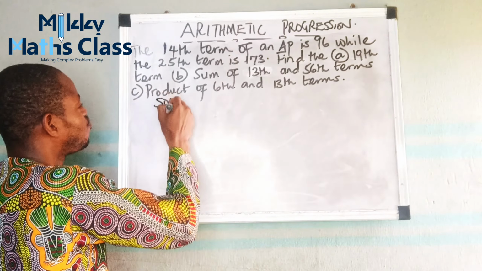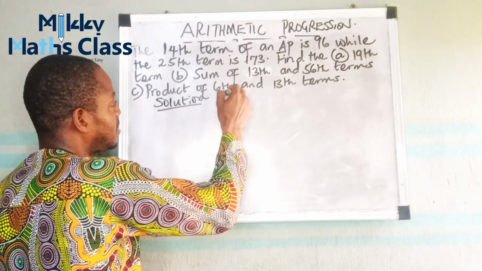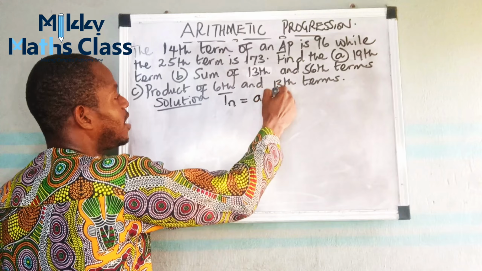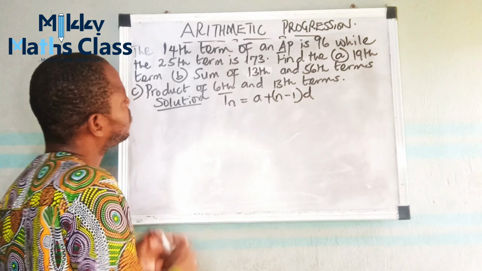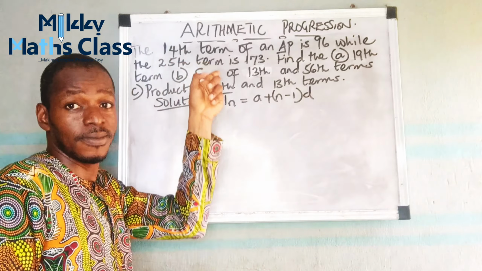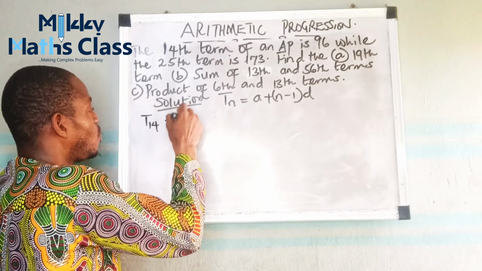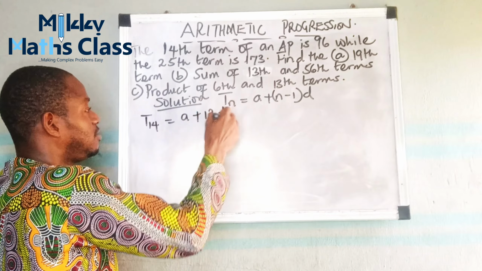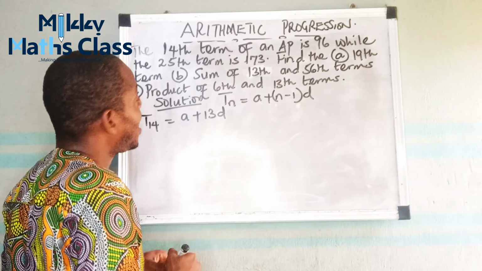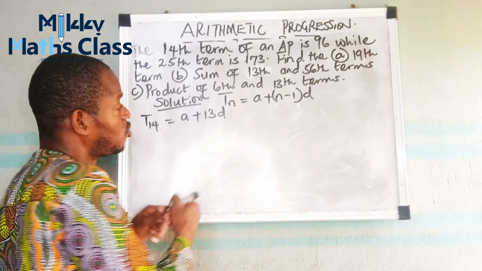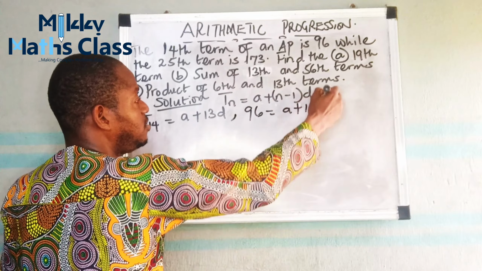So the first thing: we know that the nth term of an AP is given by Tn is equal to a plus n minus 1 d. From this place, we are told that the 14th term, let's say T14, is equal to a plus 13d. That's 14 minus 1. And this we are told is 96. So that means 96 is equal to a plus 13d.